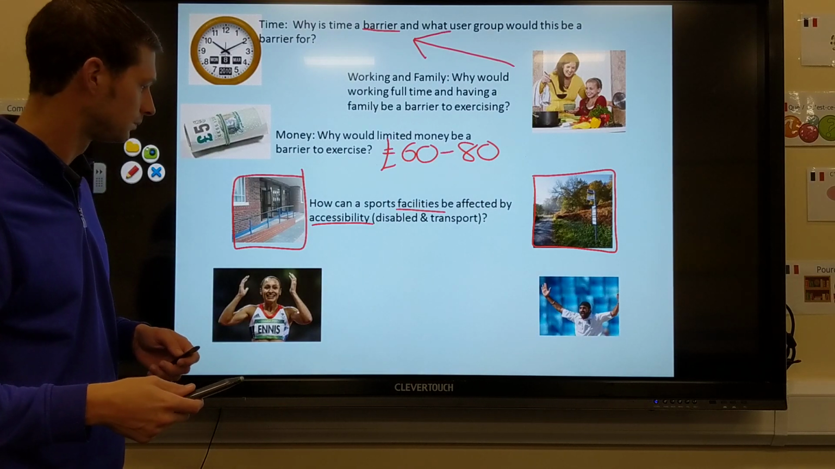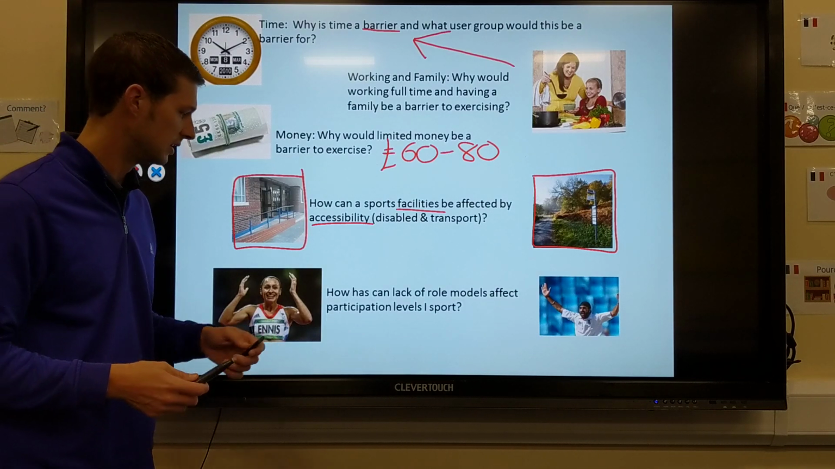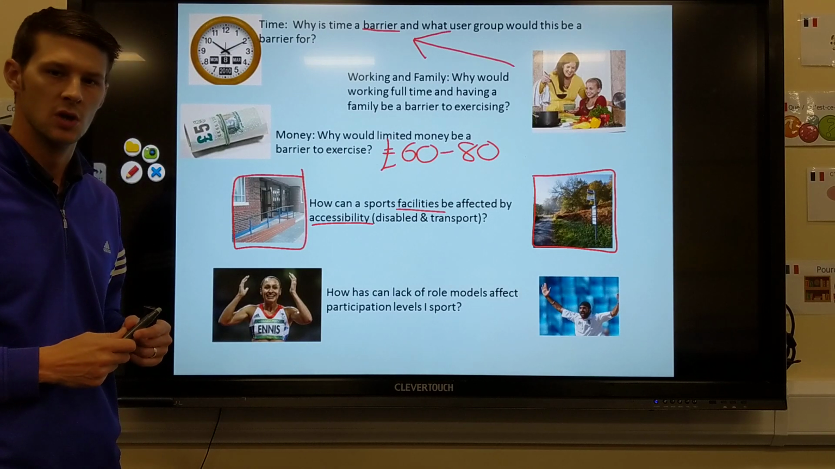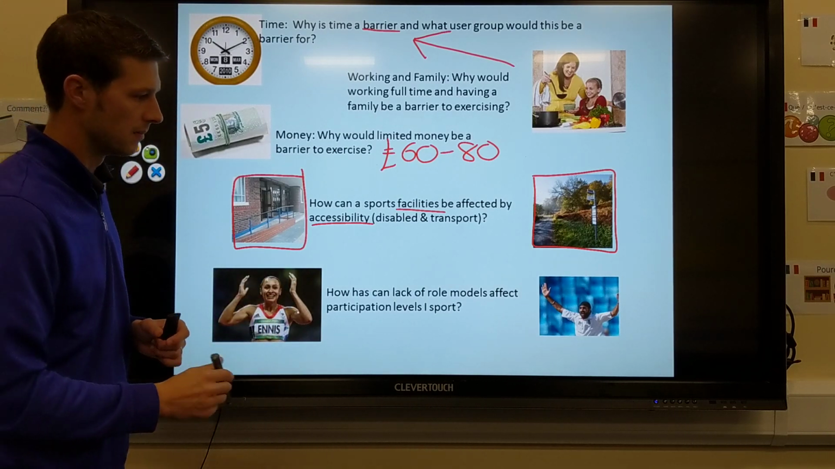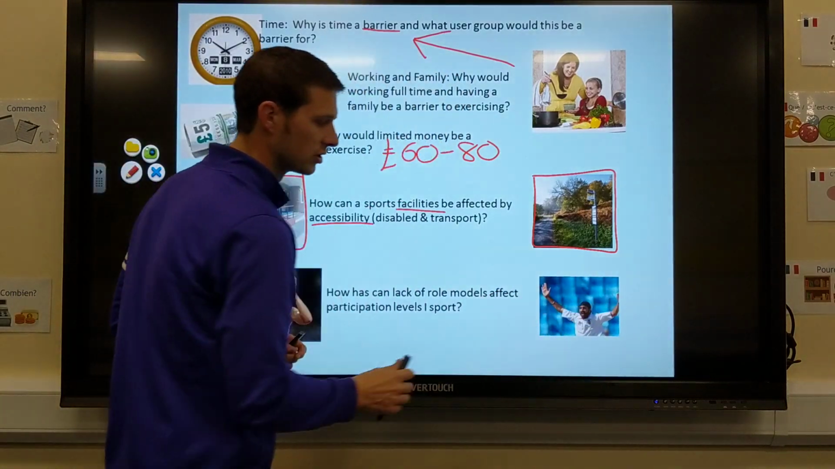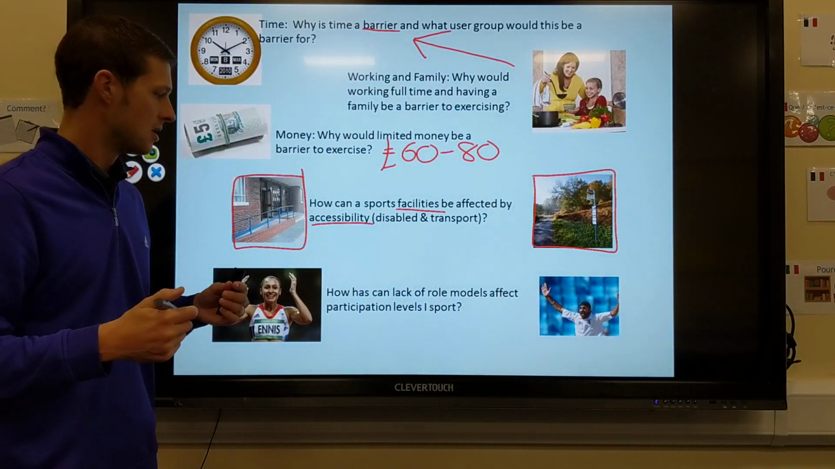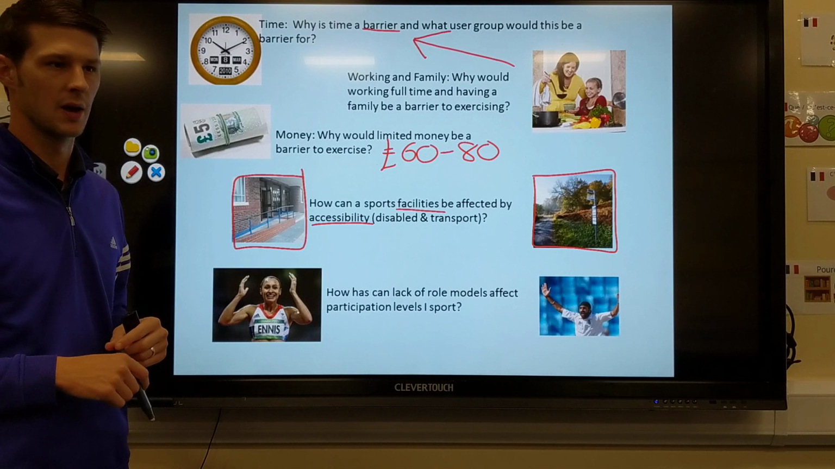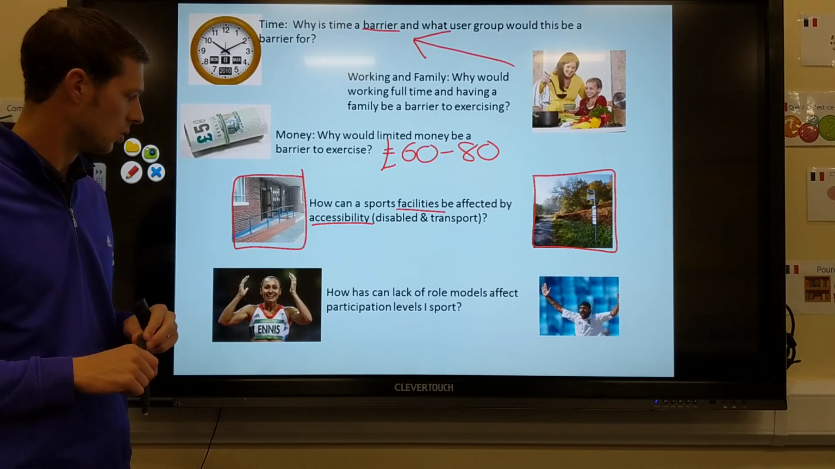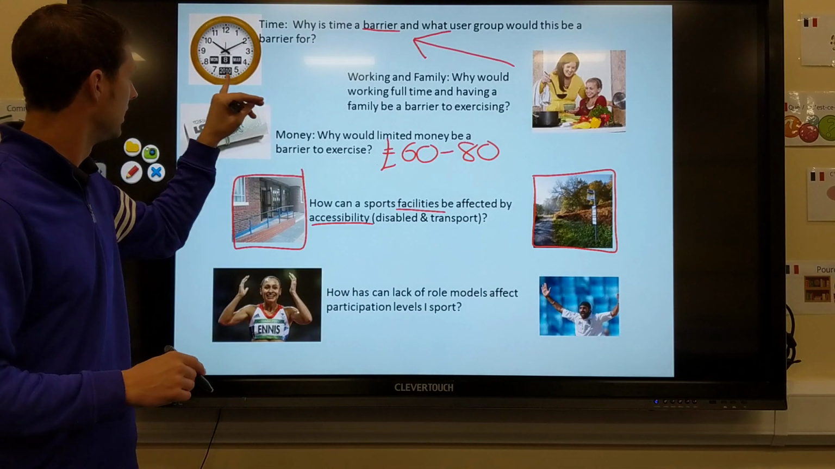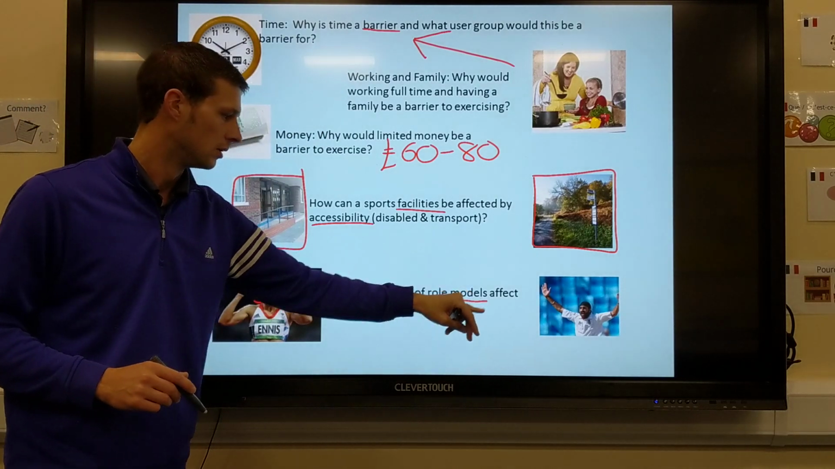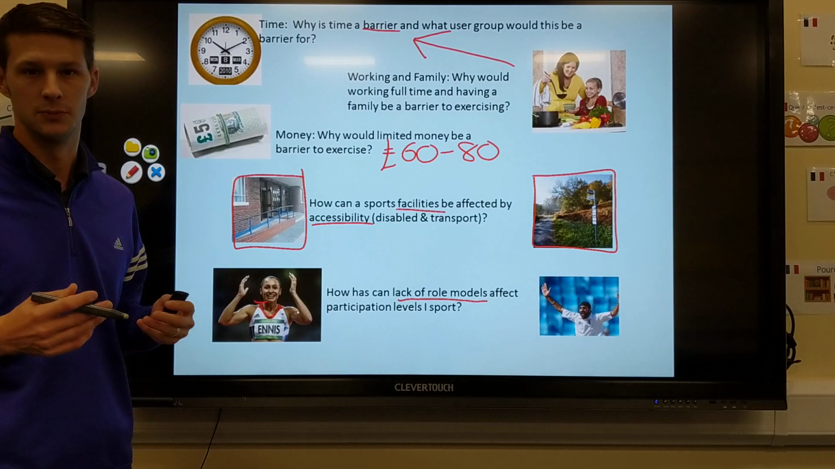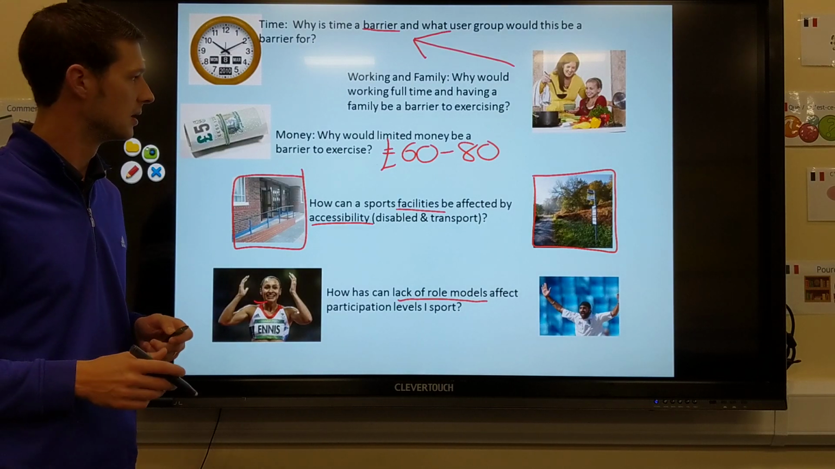And the final one is lack of role models within that sport, be it female role models, or a lack of ethnic minorities in the sport. Again, the more positive role models you have, the more it will boost that sport. But a barrier here is the lack of role models. It might affect them doing the sport, so that might be another barrier.